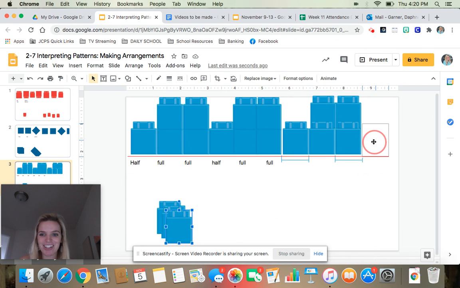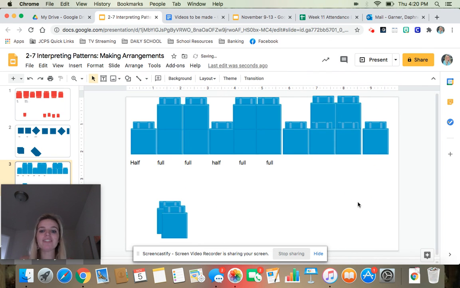Half. Good. So the point of today's lesson is to make you think about how patterns can be made even when they are the same color or the same shape. You've got to look at the arrangements in different ways and think out of the box.